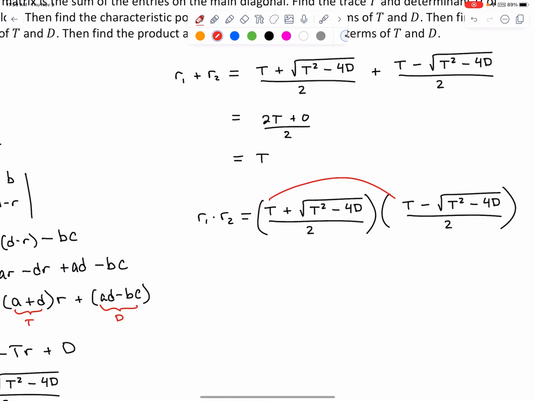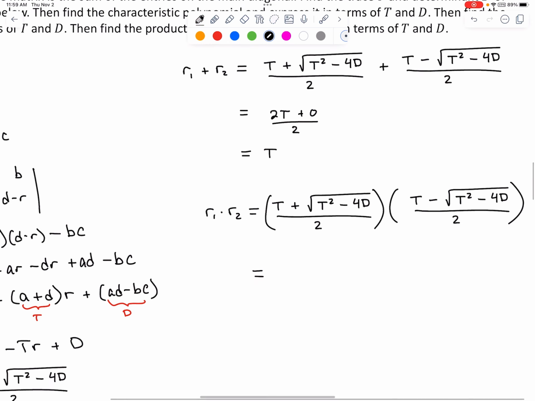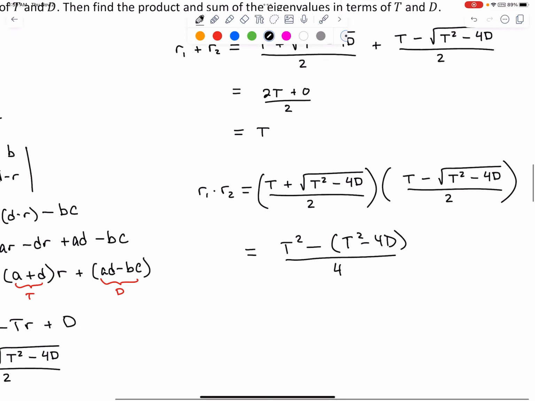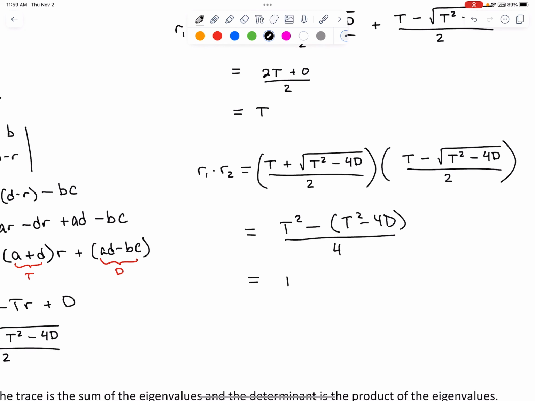So we'll get t squared minus t times the radical plus t times the radical, which will cancel, but then minus the square of this radical. So the FOIL process should yield t squared minus, and then squaring the radical just gives us t squared minus 4d. The radical goes away. And all of this is over, multiply 2 and 2, and we get 4. Now distribute this subtraction. It gives us t squared minus t squared plus 4 times the determinant, all over 4. So this gives us 4d over 4, and we simply get the determinant.